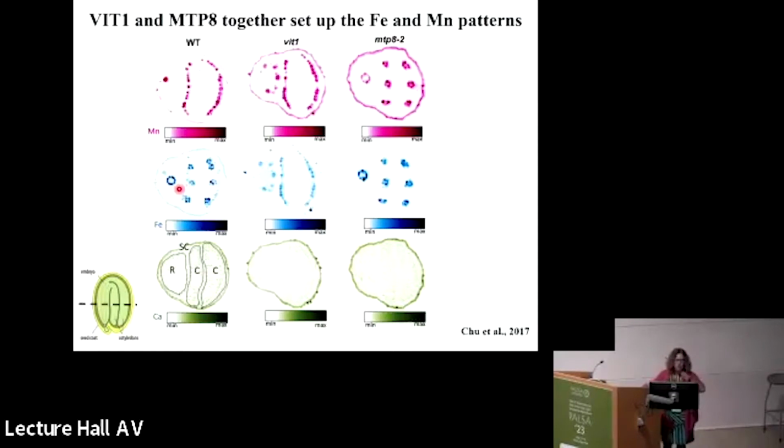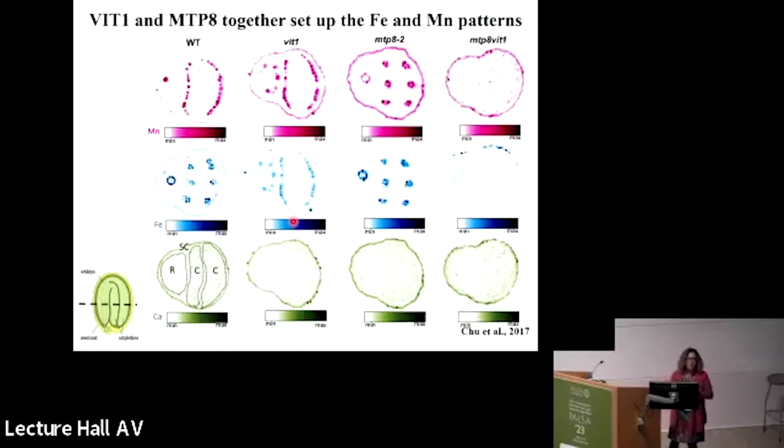And then this is just showing you iron, where of course the VIT1 pattern looks a lot like the manganese pattern. Okay, so big question then, what happens if you get rid of both? And if you get rid of both of those transporters, you have no patterning in the seed. So it turns out that both VIT1 and MTP8 can transport iron and manganese. And what sets up the patterns is where those genes are being expressed.